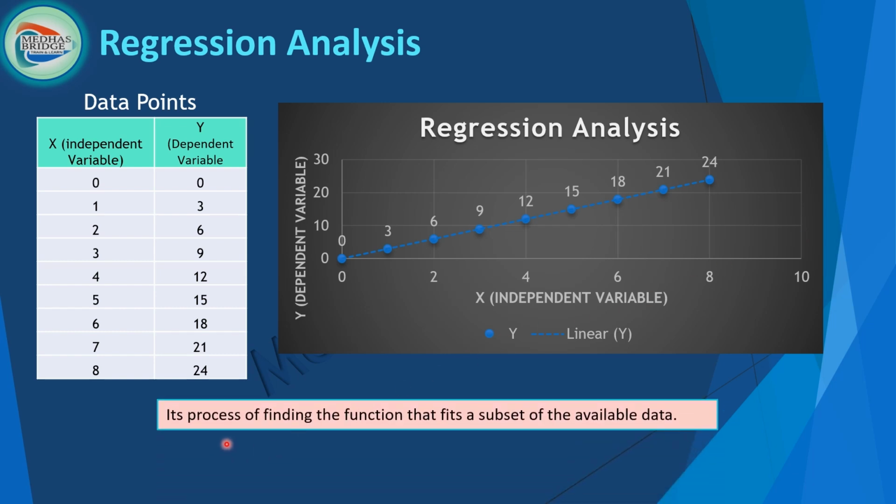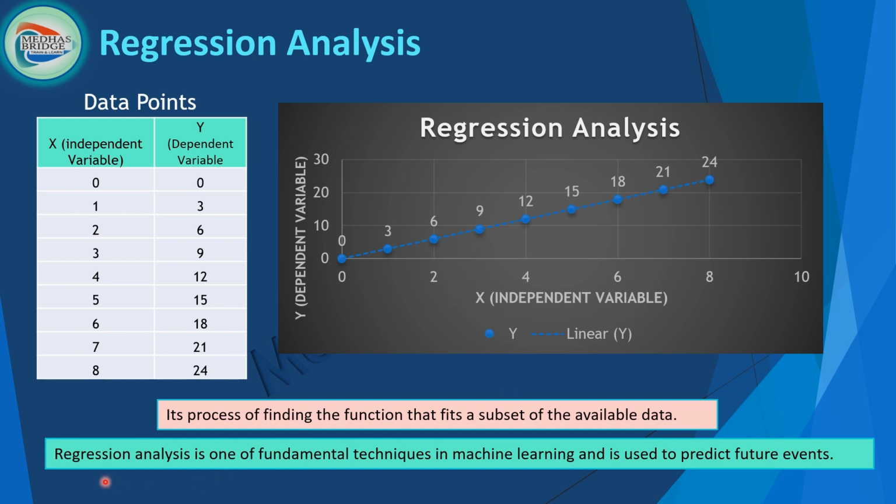Regression analysis is a process of finding a function that fits a subset of the variable data, if not all the variables, at least a maximum. The points that actually touch your regression line would be in your function. Basically, that is what we have to understand in this case. So regression analysis is one of the fundamental techniques in machine learning and is used to predict future events. I hope you're clear.